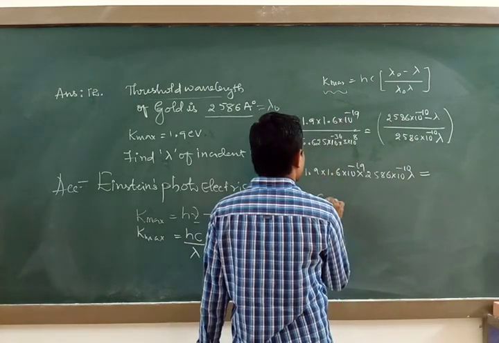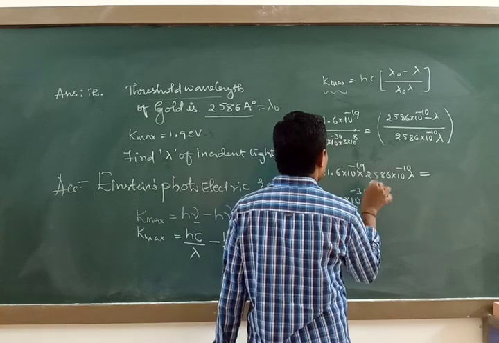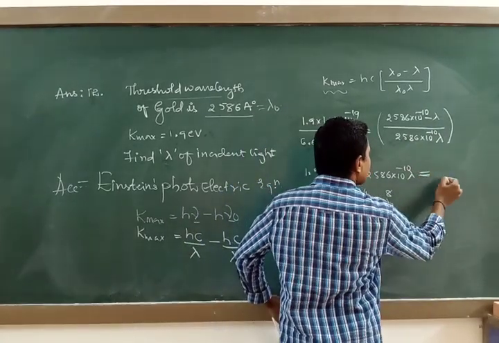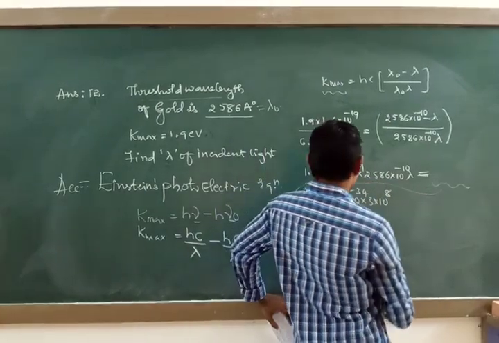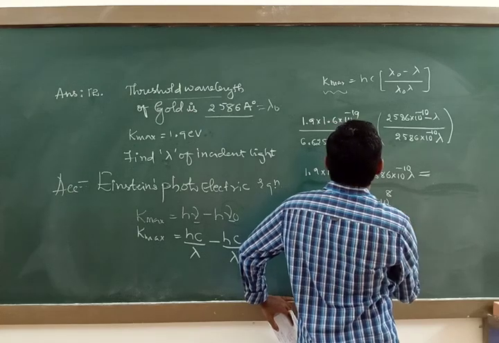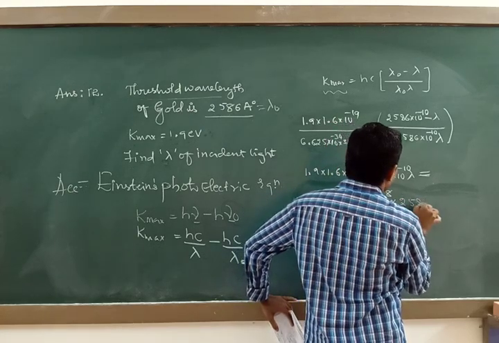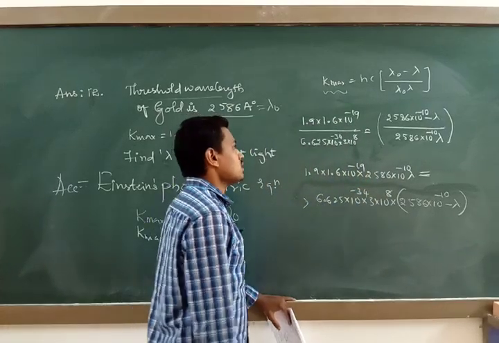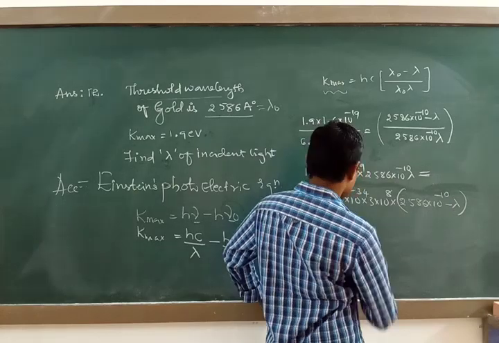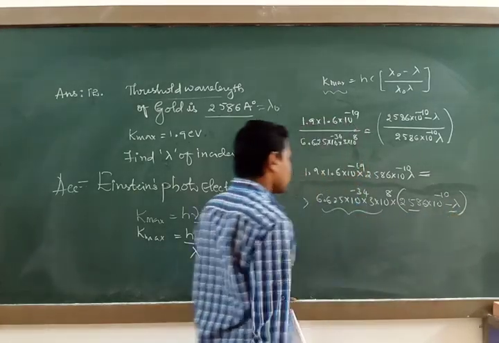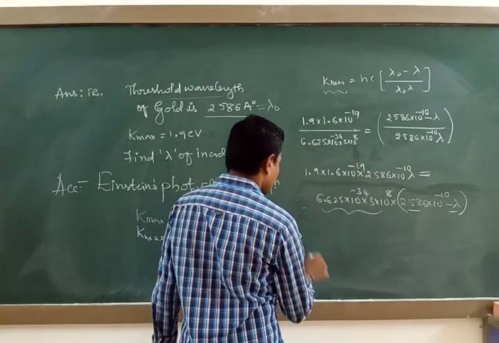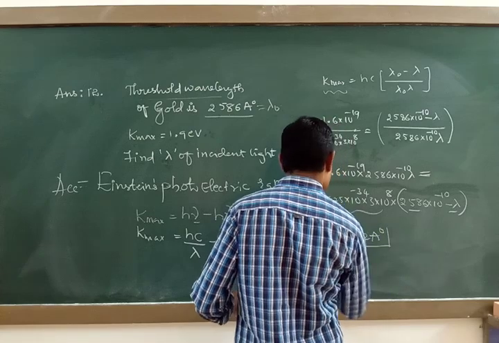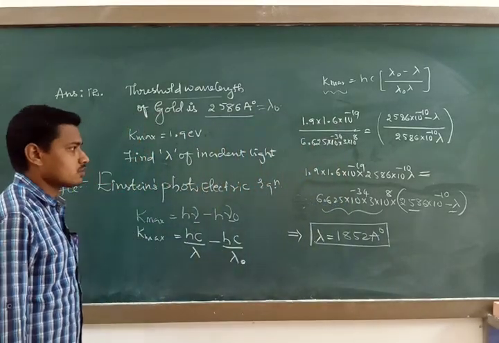which term? 6.625 into 10 raised to minus 34 into 3 into 10 power 8, I should have written it on that side so that you don't have a problem, so I have written it on this side. It is equal to this side value I have written here. Okay, so into 3 into 10 raised to 8 into 2586 10 raised to minus 10 minus lambda. Note, you simplify this much, you have to multiply with that. Simplify these values, multiply each term, then you simplify. You have to simplify and then you will get wavelength. After simplifying, the wavelength is 1852 angstrom. 1852 angstrom.